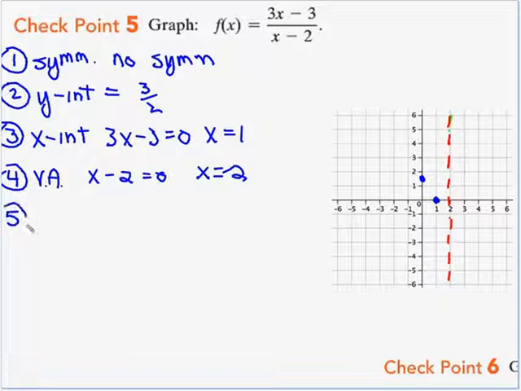Five, horizontal asymptotes. It's x to the first, x to the first. It's a tie, so we use the leading coefficients. 3 divided by 1 is equal to 3. Horizontal asymptote at y equals 3.